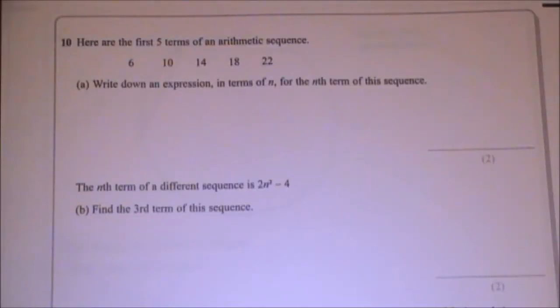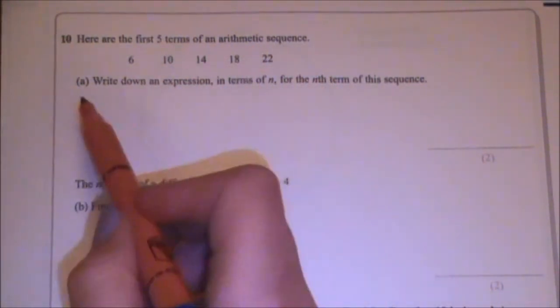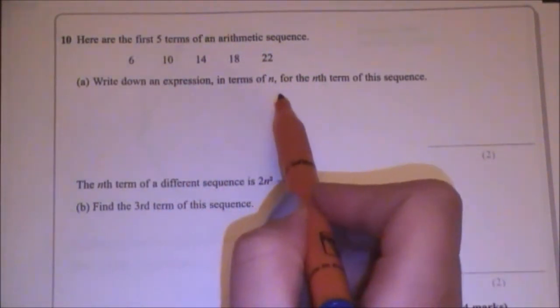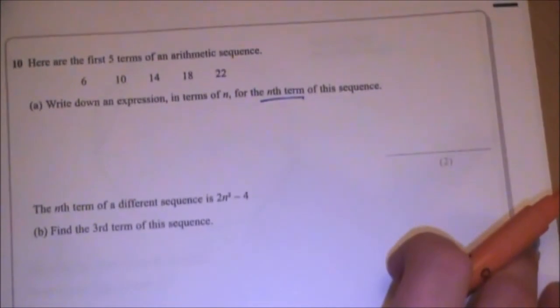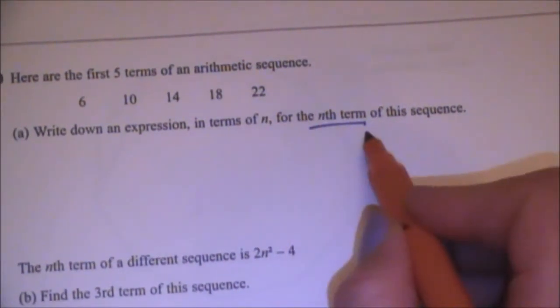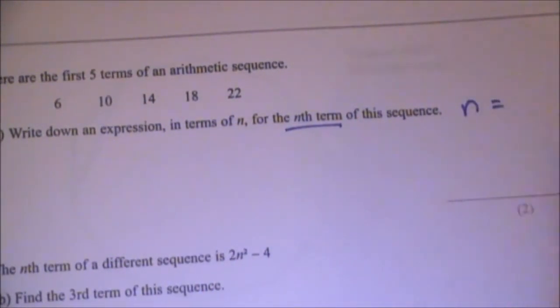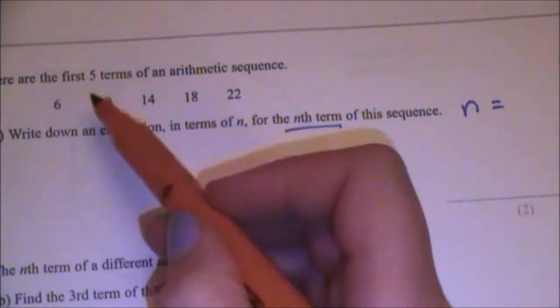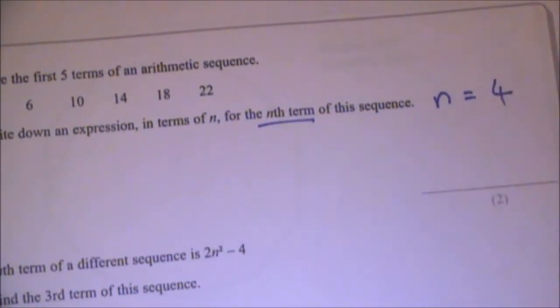Question 10 is sequences and nth term. So here are the first 5 terms of an arithmetic sequence. Write down an expression in terms of n for the nth term of this sequence. Common mistake lots of people make on this question, let me zoom in. Common mistake lots of people make is they see all these n's and they know that they want to write an expression and they'll start by saying, oh well, n equals. And then they'll notice the fact that the numbers are going up in 4 and they'll say, oh, n equals 4.